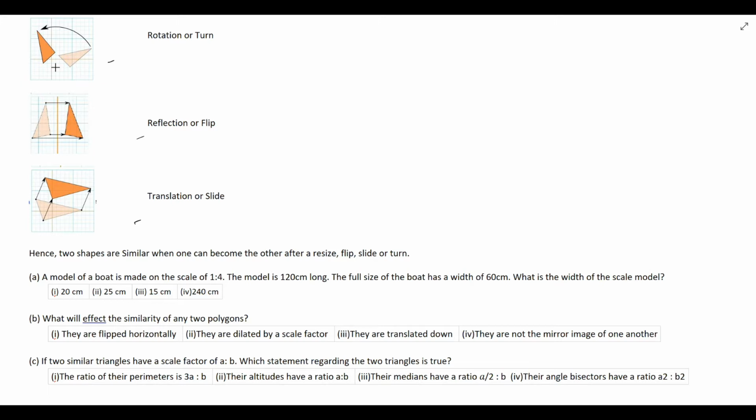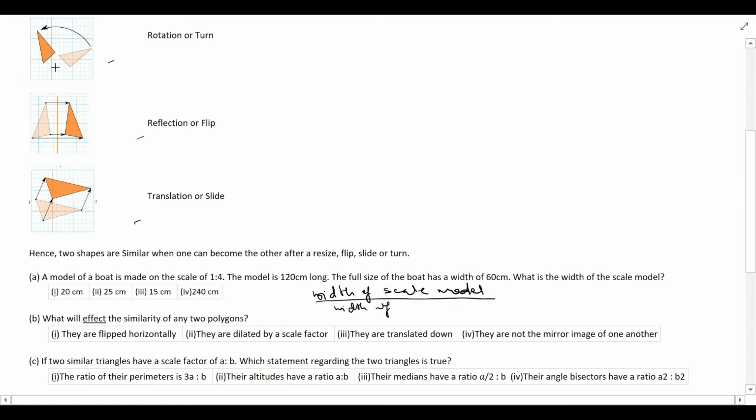So the width of scale model divided by the width of actual boat will also be 1:4. Therefore, the width of the scale model will be equal to width of boat divided by 4, or 60 by 4, which is equal to 15 centimeters. So our answer is 3.